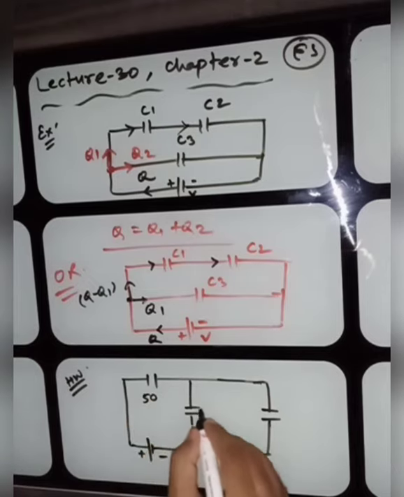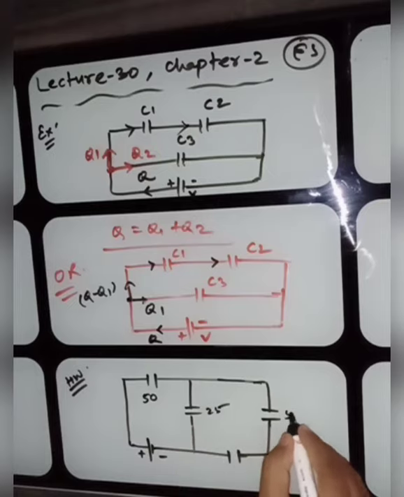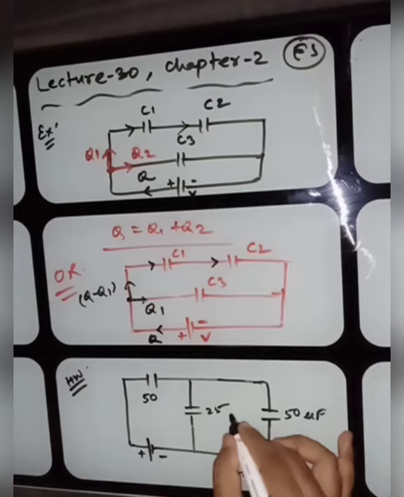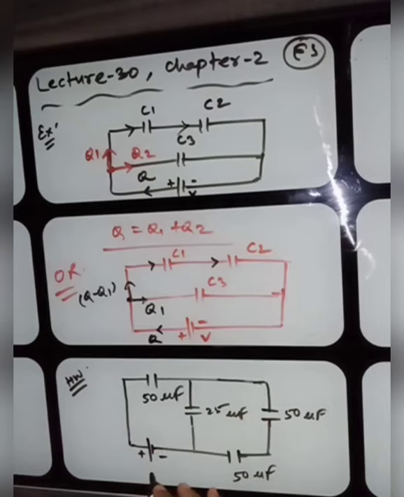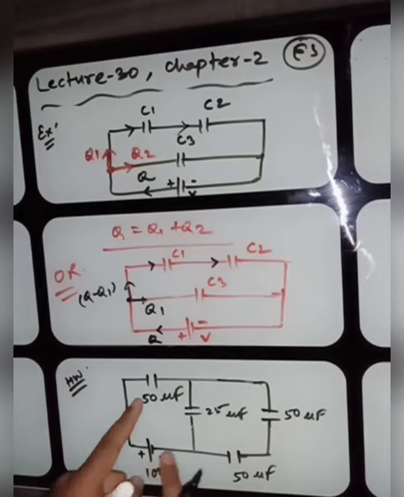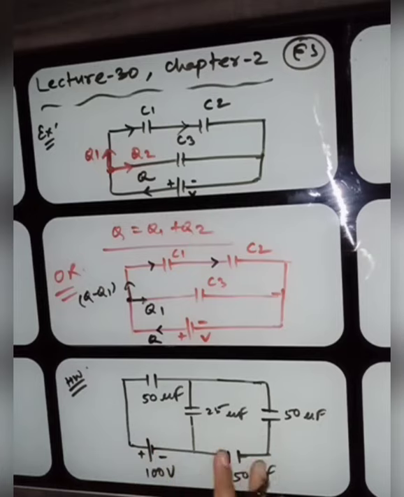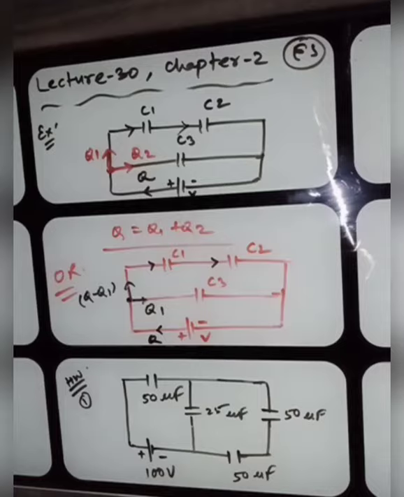This is 50, this is 25, this is 50, and this is also 50 microfarad. These all are in microfarad. Okay, and suppose this is 100 volt. You have to find charge on each capacitor and potential across each capacitor. This is the first homework, my dear student.